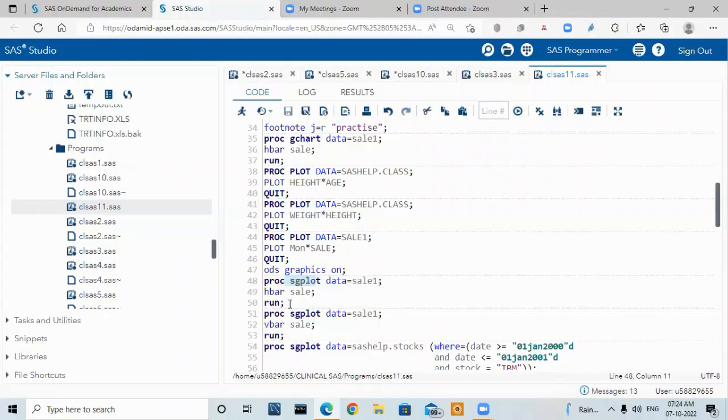So here also we are using the H bar, same as in proc chart. We have used the same as chart, right? H bar and V bar. Here also we are having the H bar and V bar.